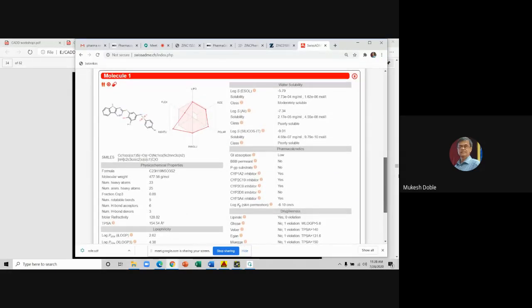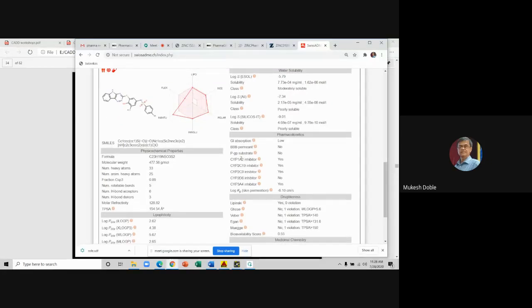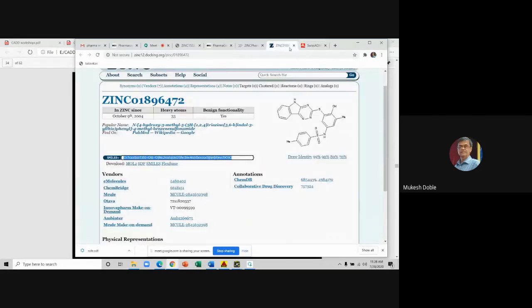Let us see, molecular weight 477. Then let's look at log P, 2.6, not bad. GI absorption is low, so it's not very nice. Blood-brain barrier penetration. Lipinski's rule, it satisfies all the rules, but Ghose's rule, one violation is there. Veber rule, one violation is there, because polar surface area is greater than 140. It's got too many oxygens, nitrogens, oxygen, nitrogen, oxygen, nitrogen, nitrogen, nitrogen. So it's a very polar molecule.